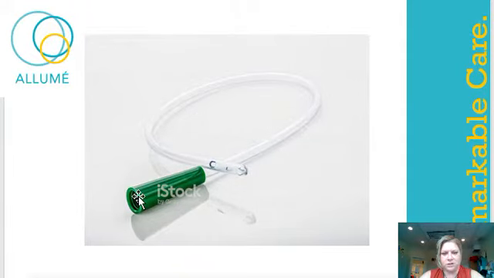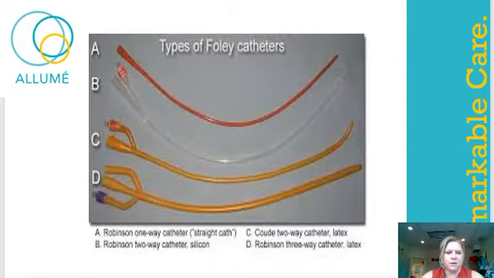This is a picture of a straight cath. You see the drainage port here, and it just has its simple catheter with the little hole. These are 4 different types of Foley catheters. The top one is a one-way catheter, which is also known as a straight catheter.